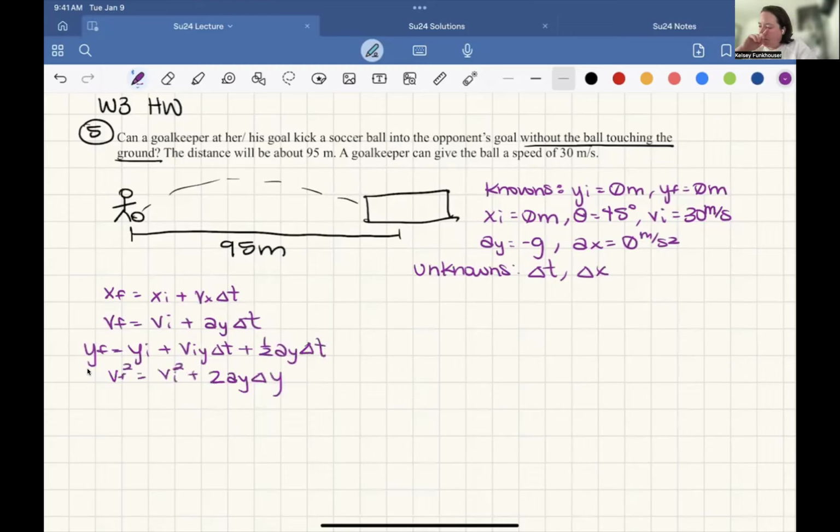Okay, so let's look at our y equations. We don't know what the final velocity is. We know what the initial is.